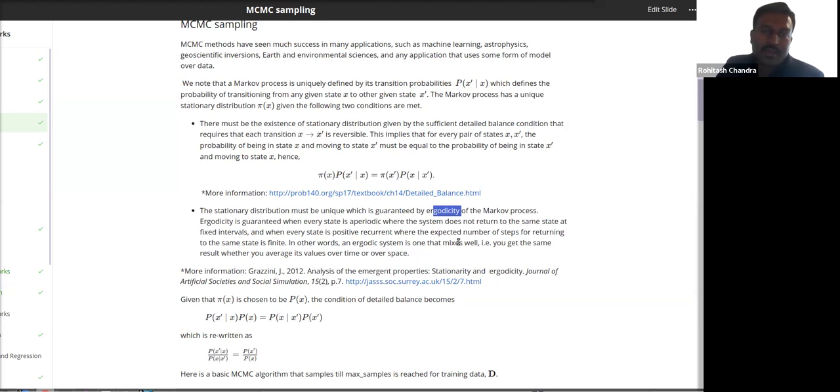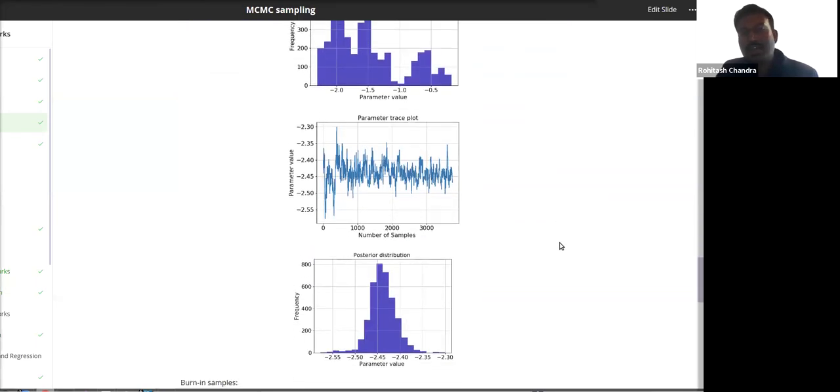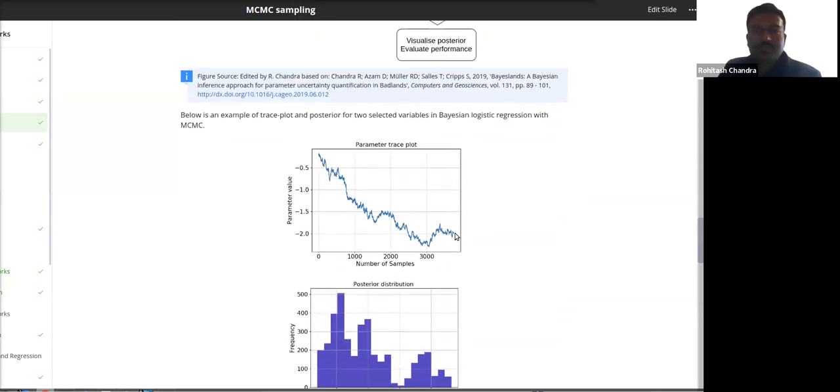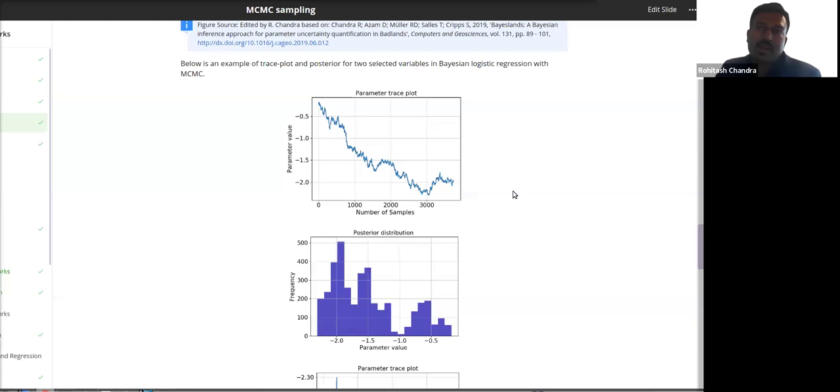So in other words, it is one that mixes well. You get the same result whether you average its values over time or space. Looking at an example here, for a linear model, you can think of it as one weight or value. And this is the number of samples you are using MCMC to sample a linear regression model. Let's say the problem is that you're trying to predict the occurrence of sunspots. So looking at the sunspot data.